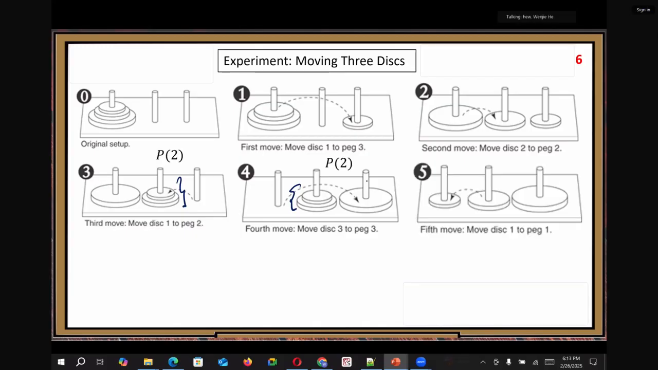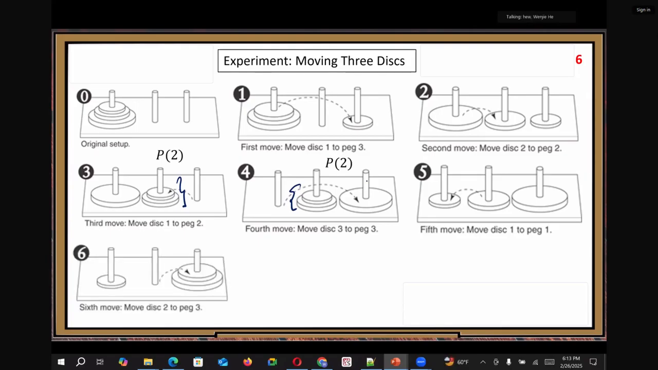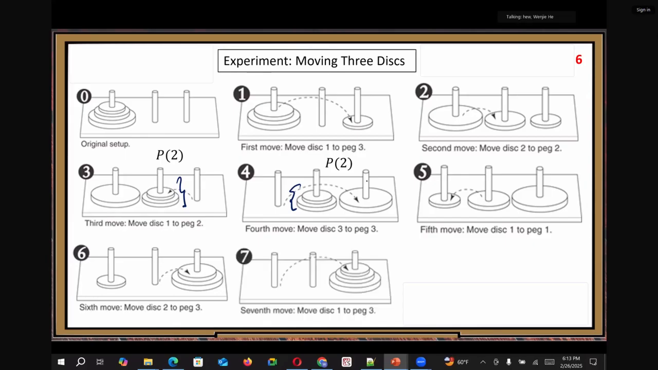So then, smallest disk to peg 1, the middle disk to peg 3, the smallest disk to peg 3. There, we're done. 7 moves. 7 disk moves. So we complete this puzzle.